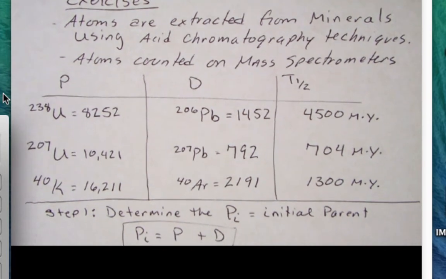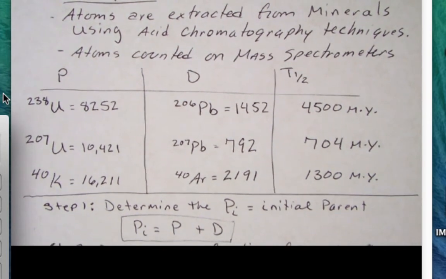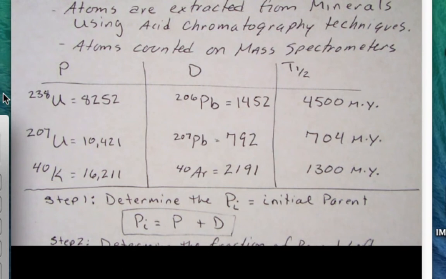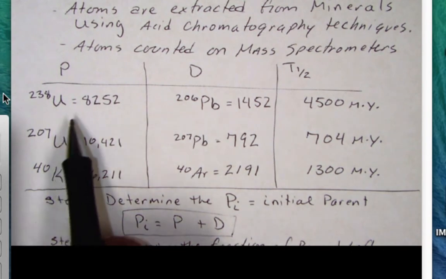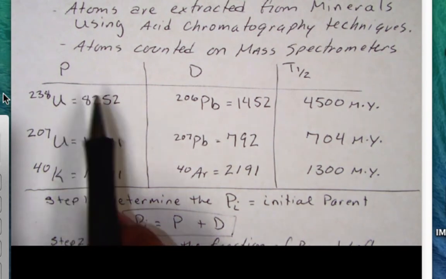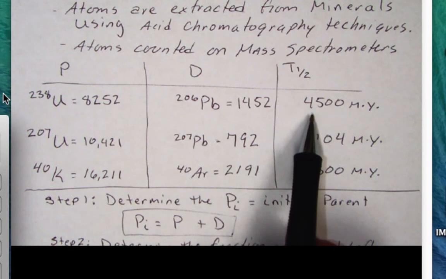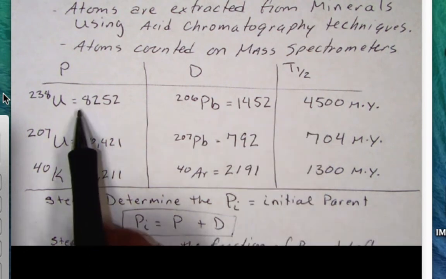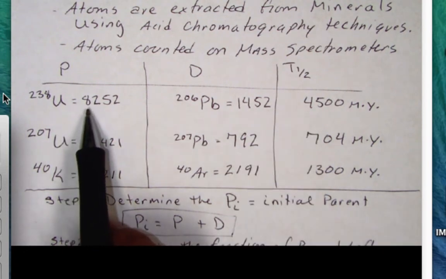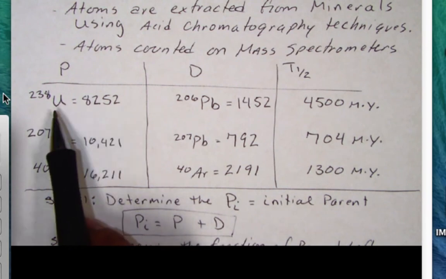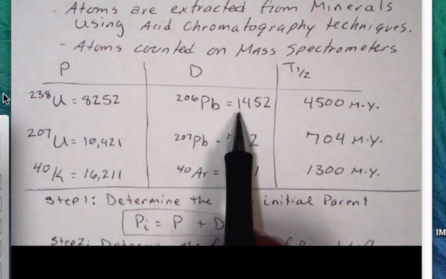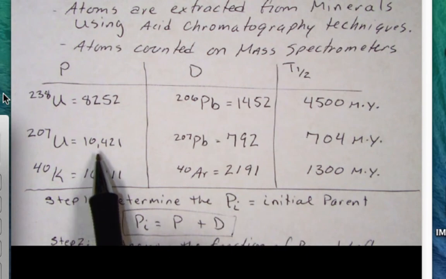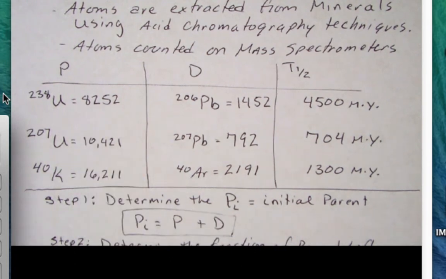And so what we'll do over here in the first step, I have some examples. Here I have a sample of parent, daughter, and the half-life for that particular system. In one sample, we measured 8,252 atoms of parent uranium, and the daughter was 1452. And then these are some other examples. So let's look at this first one first.